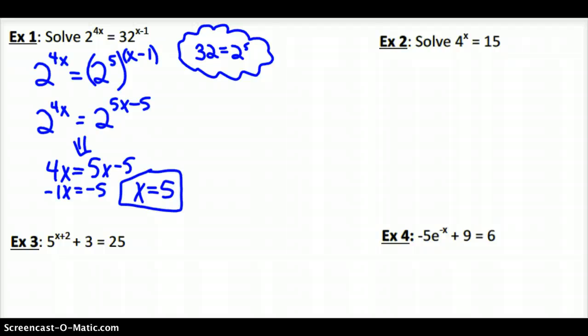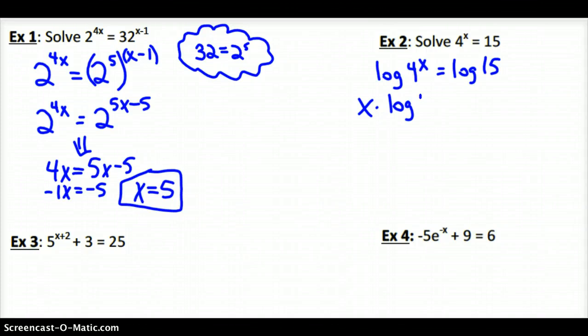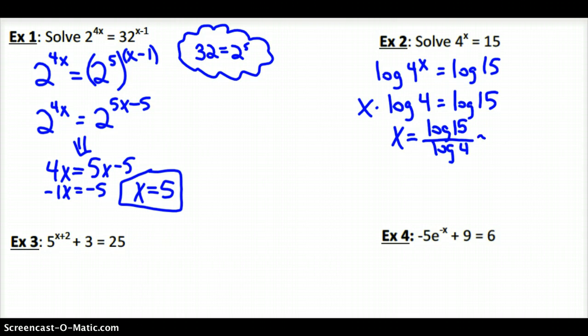Example 2, just a standard unknown as the exponent. We're going to take the log of both sides and then use a property to get at that x. So I'm going to do the common log to both sides. I'm going to bring down the x via my property with logs, that's the power property of logarithms. I'm going to divide both sides by the log of 4. And that is going to give me approximately 1.95 for my value of x.